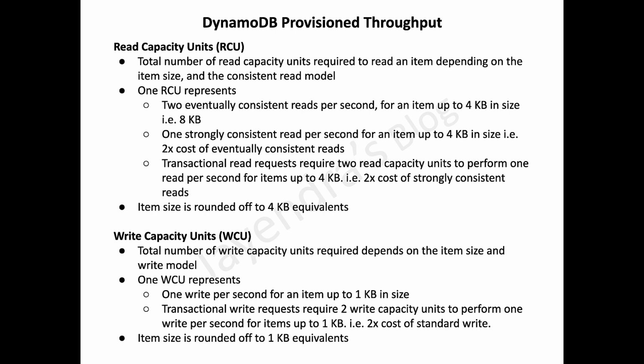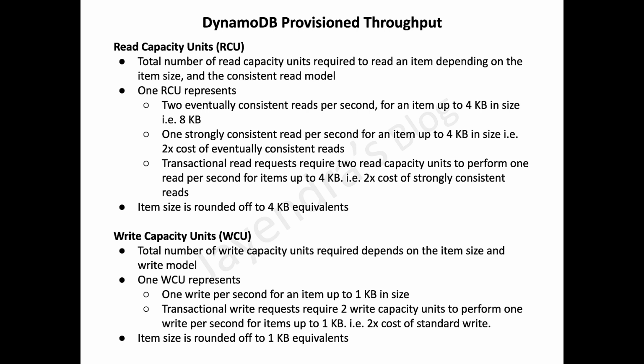A strongly consistent read request of an item of up to 4 KB requires one read request unit. So basically there is a one-to-one mapping: one read request unit for one strongly consistent read of up to 4 KB. And it is 2x the cost of an eventually consistent read. A strongly consistent read returns a result that reflects all writes that received a successful response prior to the read.